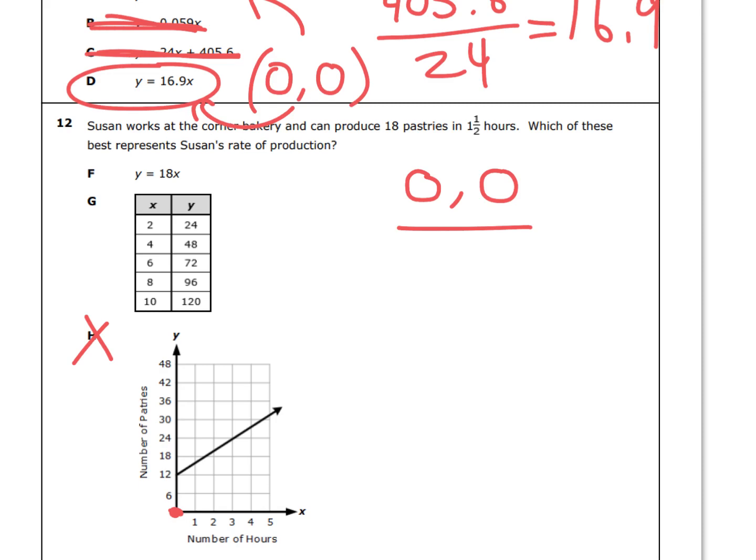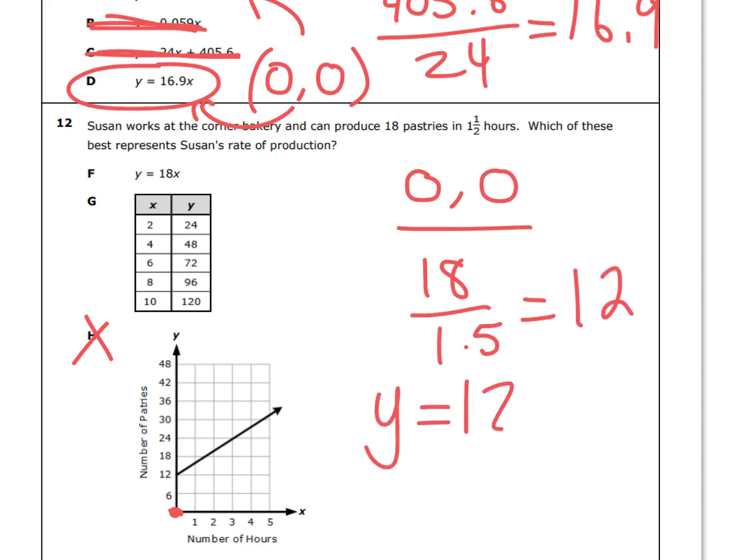So I need to find the rate per hour. So each hour, how many pastries does she make? Well, once again, that's just the total over how long it takes. And 1/2 is really 0.5. So that's where this 0.5 came from, 1/2. So when I divide 18 by 1.5, I get 12. And so my equation becomes y equals 12x. Well, we know F's not right now because we have 12x.